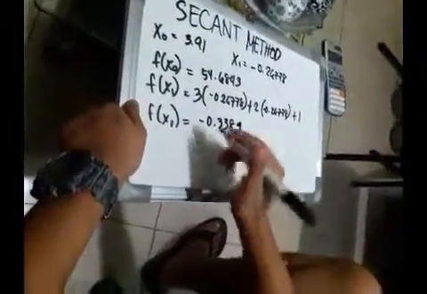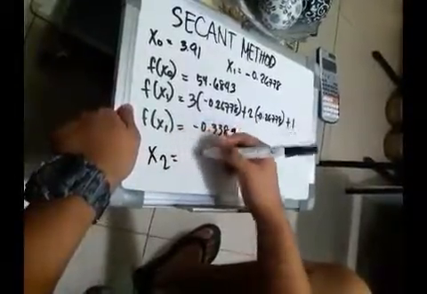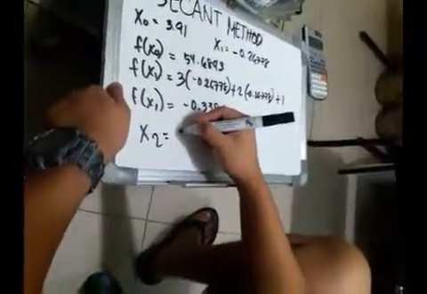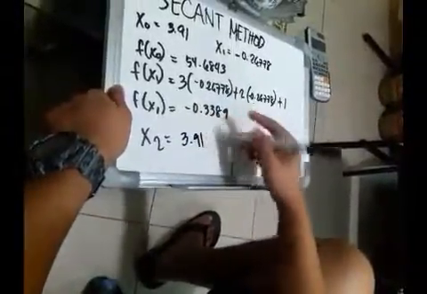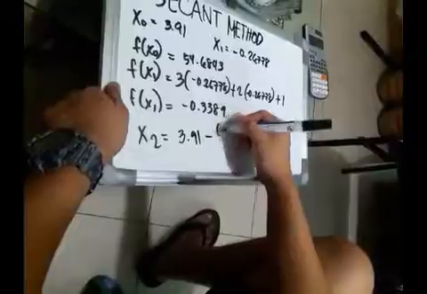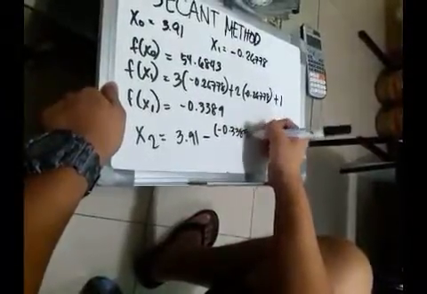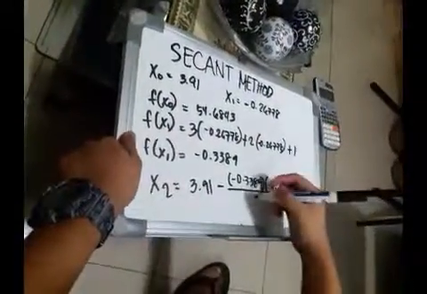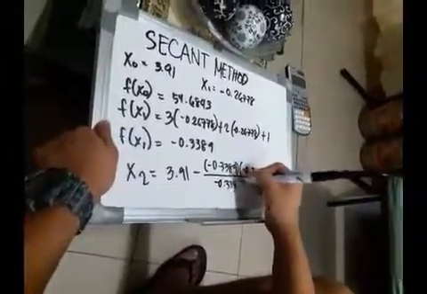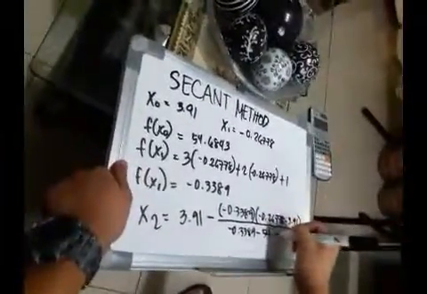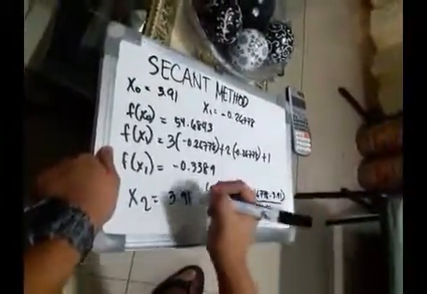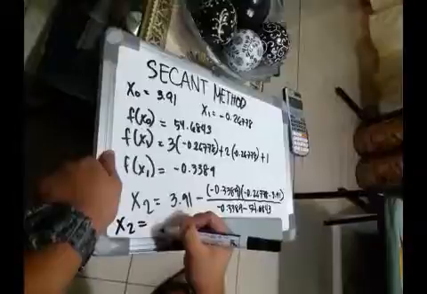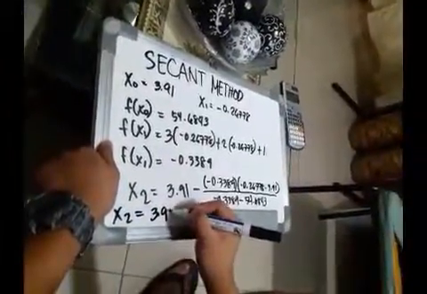The answer would be, f(x sub 1) would be negative 0.3389. And for the x sub 2, again we will be using the formula: x sub 2 equals 3.91, which is the x sub 0, minus negative 0.3389 times the quantity negative 0.26778 minus 3.91, all over negative 0.3389 minus 54.6843, and the new x sub 2 would be 3.9357.